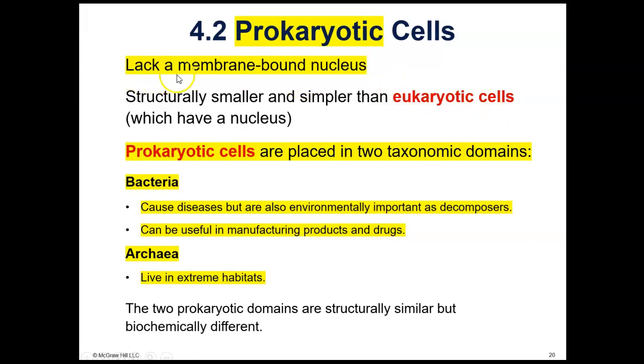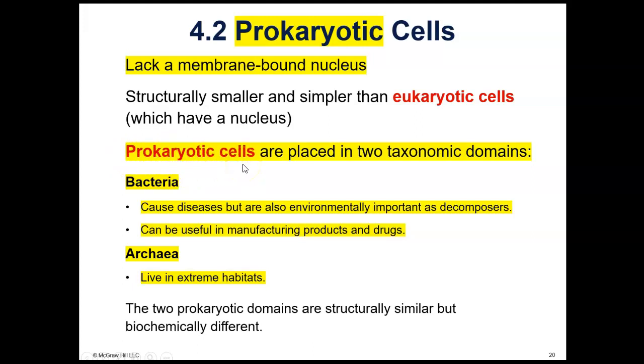The prokaryotic cells lack a membrane-bound nucleus. They do not have a nucleus. They do have DNA, but it is not surrounded and enclosed inside of a nucleus, whereas eukaryotic cells do have a nucleus.